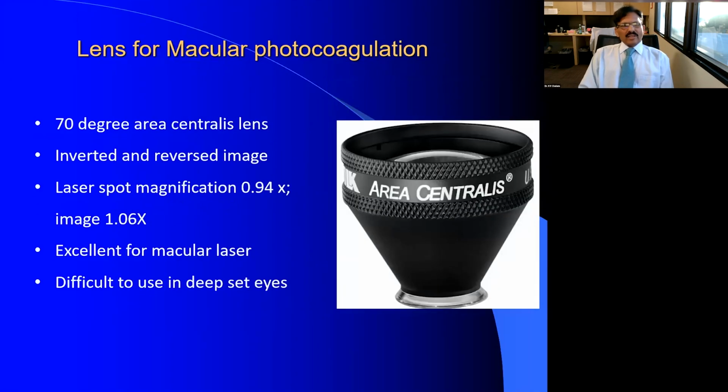The macular photocoagulation lens, my favorite is area centralis, 70-degree area. It is 1:1 magnification. So what you're looking at is the laser spot size; you don't have to change the spot size because of the lens. It is excellent for the macula, especially focal macular laser.